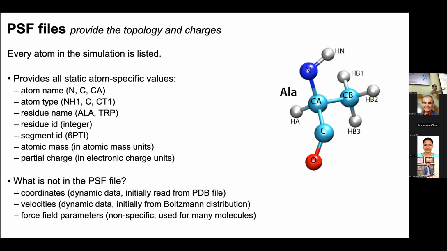Velocities are never in any of these files. You can ask NAMD to write out a velocity trajectory, but typically you don't. You will only need that in very special cases. You'll know if you need that. And then it does not have the parameters themselves in the PSF file. That comes in the parameter file.